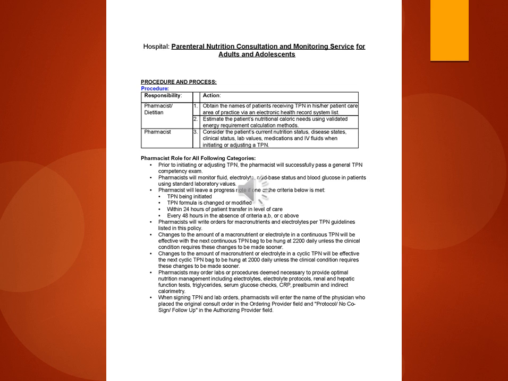Pharmacists may order labs or procedures deemed necessary to provide optimal nutrition management including electrolytes, electrolyte protocols, renal and hepatic function tests, triglycerides, serum glucose checks, CRP, prealbumin and indirect calorimetry.